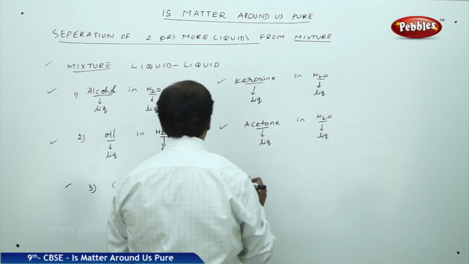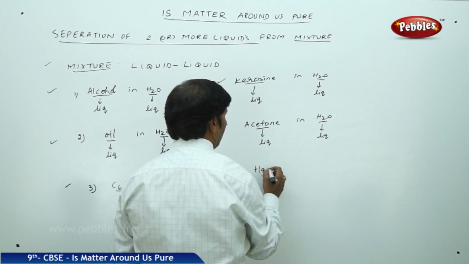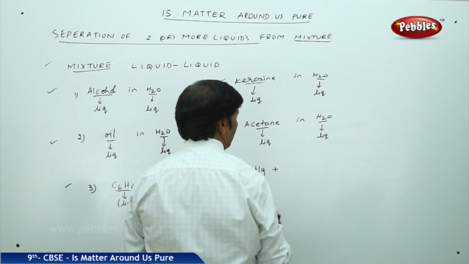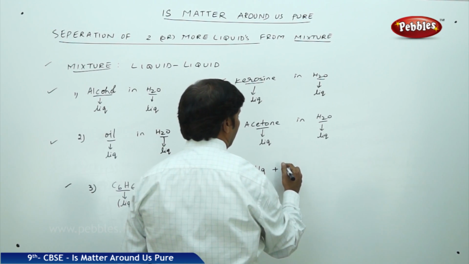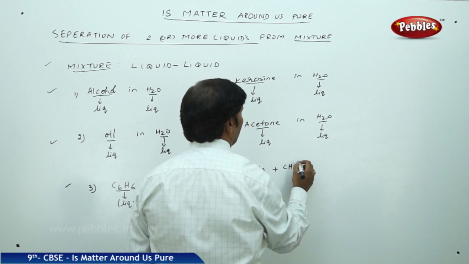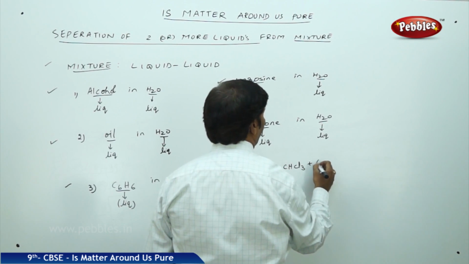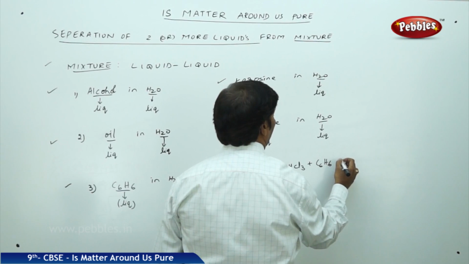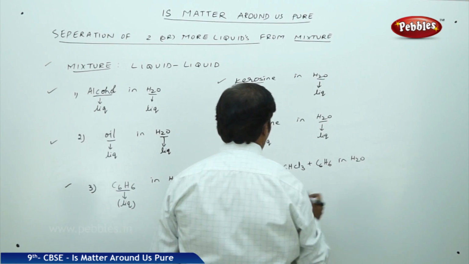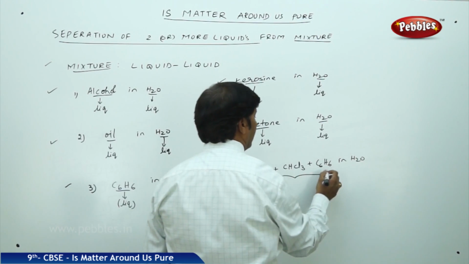Sometimes we take mercury plus benzene, mercury plus chloroform, plus benzene in water. All are liquids.